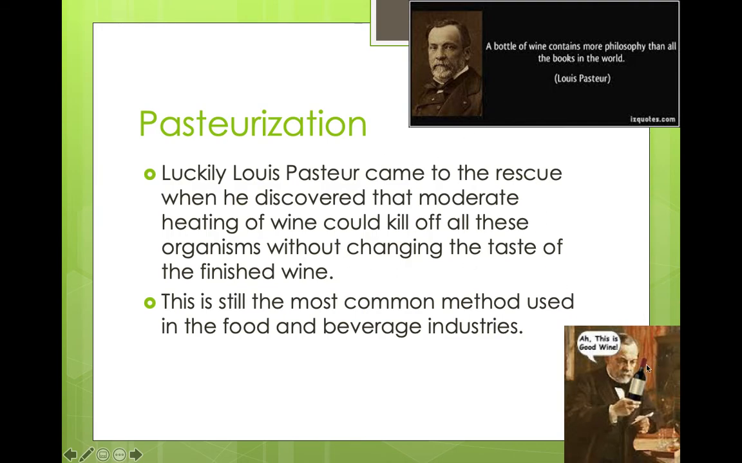So once he figured this out and figured out how to employ this on a commercial method, it was taken over by lots and lots of other industries in food and in beverages, things like milk. Most canned foods are pasteurized. Lots of little single-use beverages, things like little milk containers. Every single milk thing you have is pretty much pasteurized. Little juice boxes and things like that are also pasteurized.